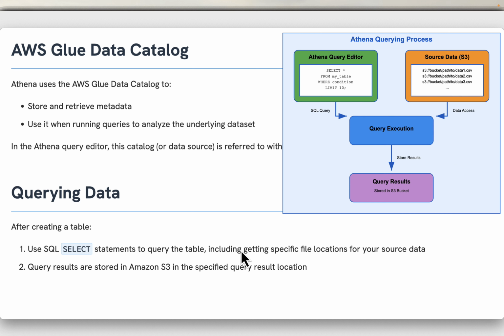Querying data. After creating a table, you can use SQL select statements to query the table, including getting specific file locations for your source data. Query results are stored in Amazon S3 in the specified query result location. So you use the query editor in Athena and run a query against S3, and the results that come out also get stored back in an S3 bucket. So if you run the query a second time and the query is exactly the same, it can fetch from the results S3 bucket.